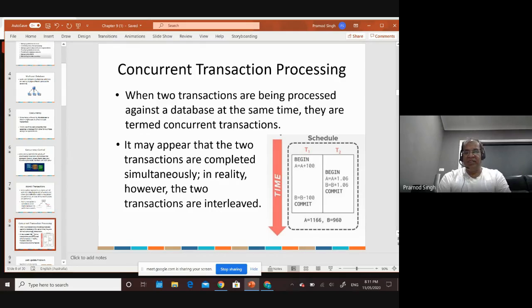Concurrent transaction processing means suppose when two transactions are being processed against a database at the same time, they are termed concurrent processes, which we have already seen that concurrency and concurrent transaction processing is the same thing. In this particular diagram, you can see there are two transactions, T1 and T2, and both of them are fired to the database at the same time. And the first transaction begins taking a record A and adding 100, suppose $100 here, to that particular record.